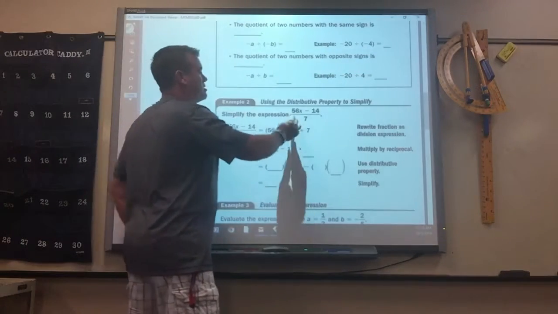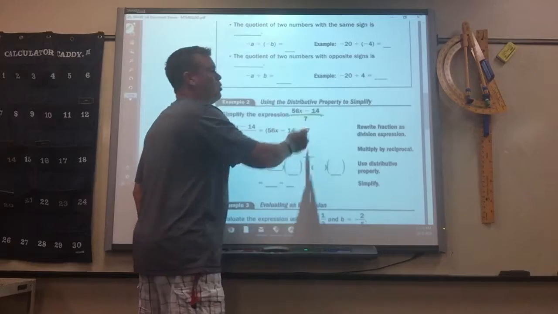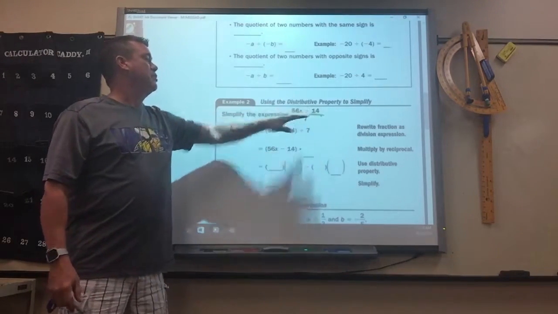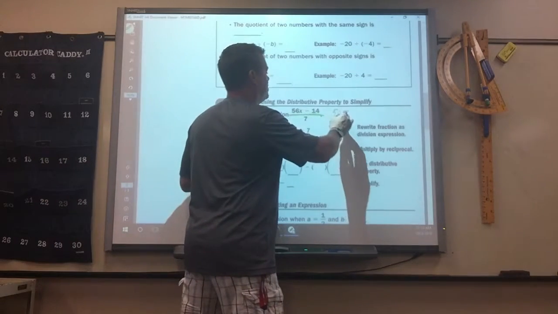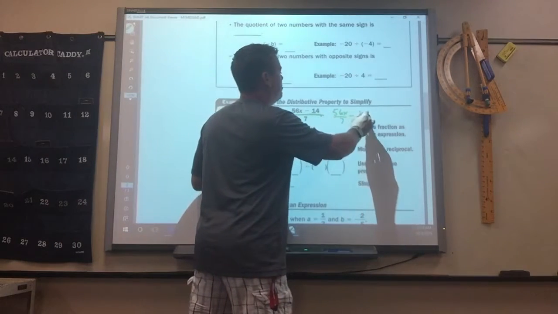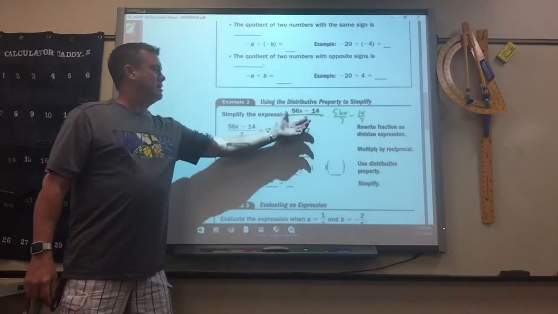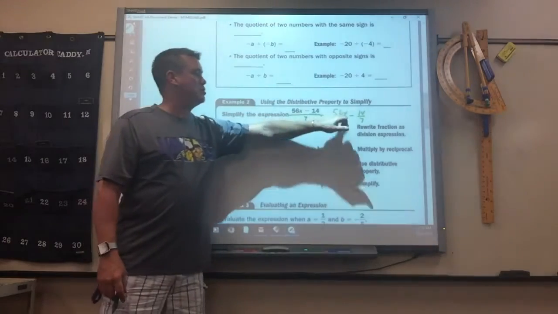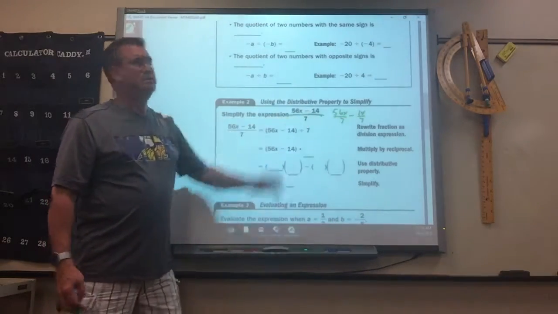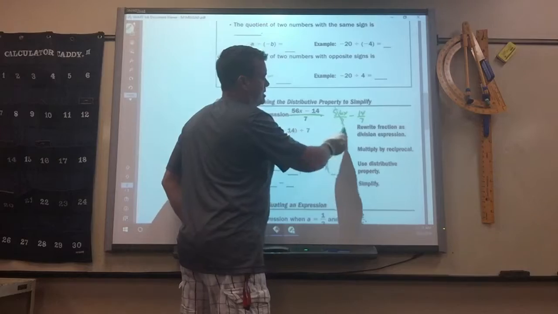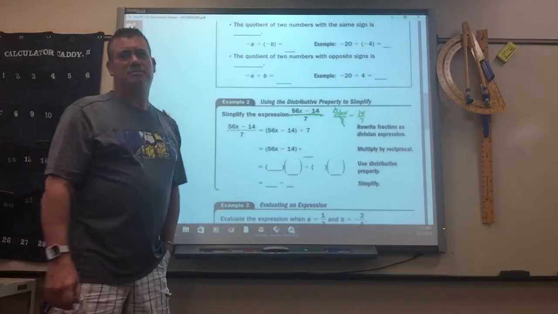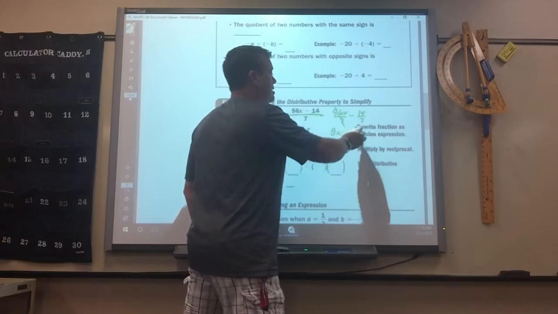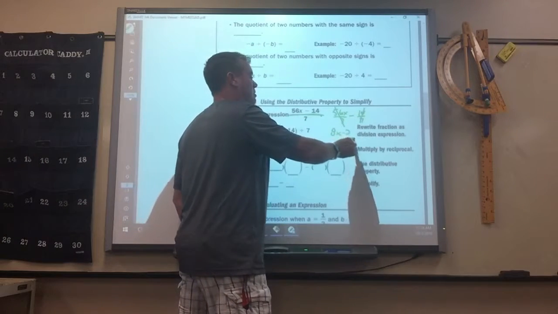When it's written like this, the whole thing is over 7. Even though these are two separate things, they're both over 7. So this could be split up into 56x over 7 minus 14 over 7. You can write it either way, they're both correct. If it's written this way, it's easier to simplify than this way. Because what does 56 over 7 make? 8. So this reduces to 8x. Minus 14 over 7 is 2.